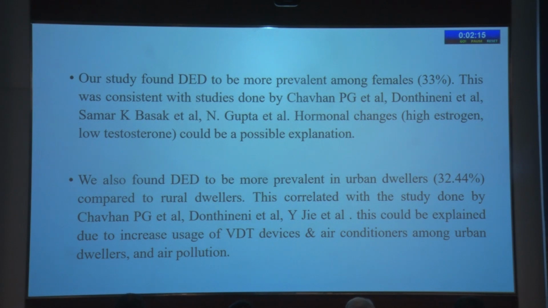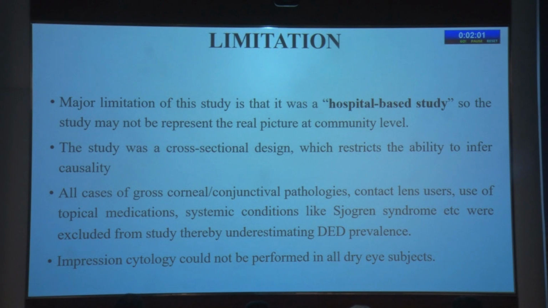The dry eye was also found to be more prevalent among females, which could be due to hormonal changes, and more prevalent among urban dwellers. This could be explained due to increased use of visual display terminal devices, air conditioning, and presence of air pollution in the urban population. Major limitation of our study was that it was a hospital-based study, so it may not represent the real picture at the community level. Secondly, it was a cross-sectional design, so it restricts our ability to infer causality. Thirdly, all cases of gross corneal conjunctival pathologies, contact lens users, use of topical medications, and systemic conditions were excluded from our study, thereby underestimating the dry eye prevalence.